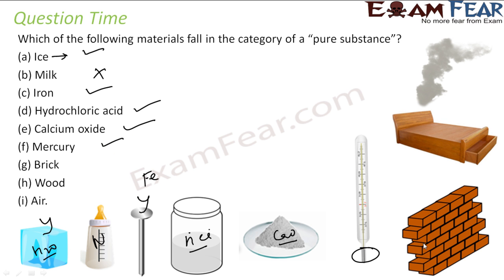Brick. No. Brick has so many substances in it. It has soil. Soil itself is not a pure substance, right? So brick is not a pure substance. Wood. No. Wood is also not a pure substance. Wood also has so many things. Cellulose, nitrogen, so many things it has. So wood is not a pure substance. Air. Now air, if you know, has oxygen, nitrogen, argon, so many other gases. So air is also not a pure substance. Okay.